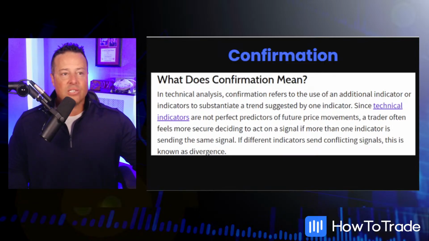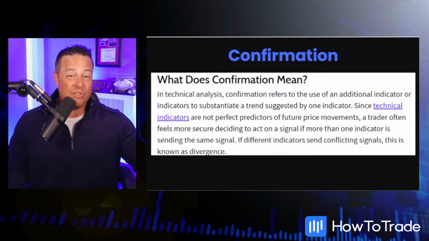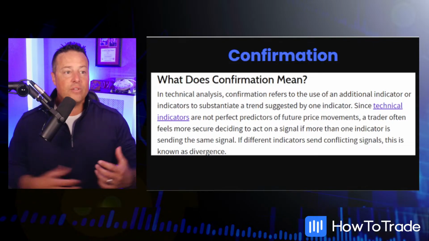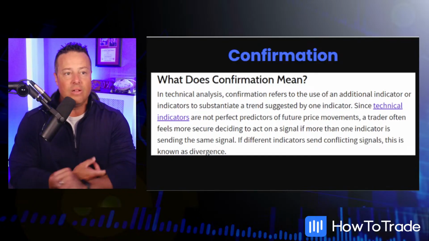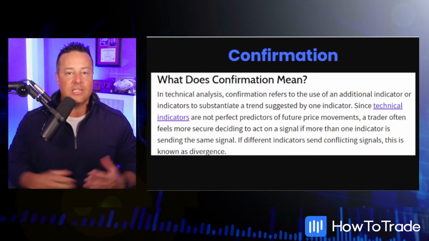In technical analysis, confirmation refers to the use of an additional indicator or indicators to substantiate a trend suggested by one indicator. Since technical indicators are not perfect predictors of future price movements, a trader often feels more secure deciding to act on a signal if more than one indicator is sending the same signal.